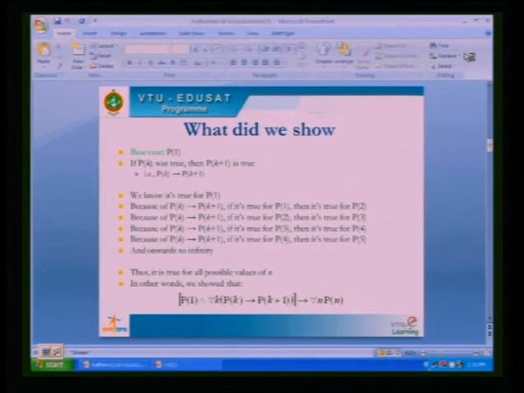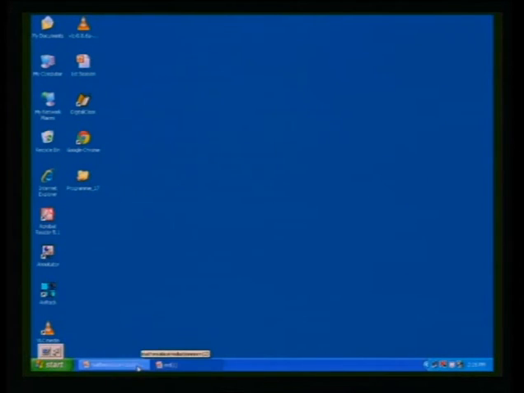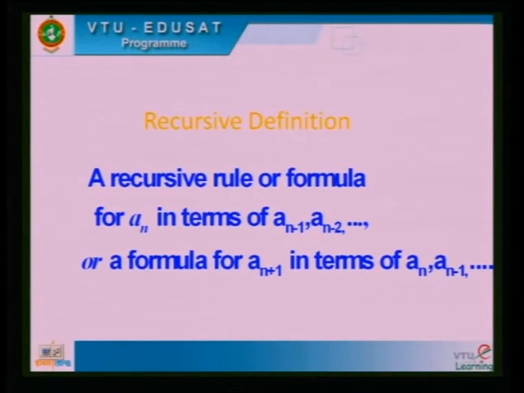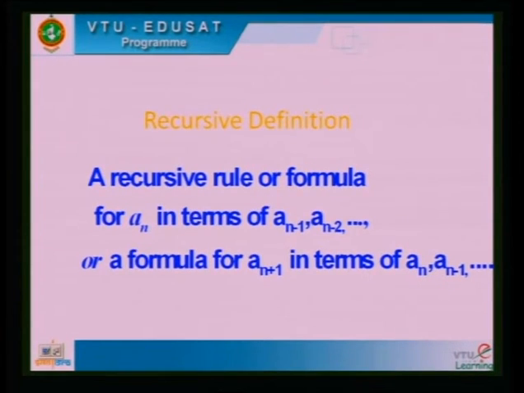Now we prove the induction procedure. You are already familiar with this. Now we discuss the induction hypothesis.